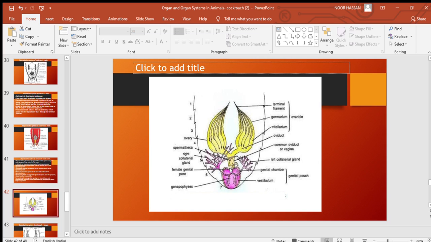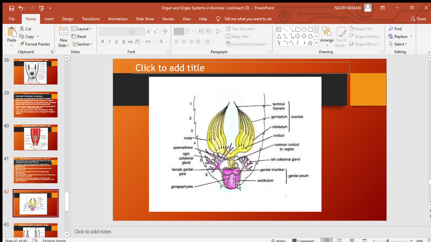Inside the genital pouch or genital chamber we can see some branched structures called collateral glands. These collateral glands help in the formation of the egg case, also called ootheca. This genital pouch is divided into two parts, the upper part and the lower part, which is called the vestibulum. In the vestibulum, the oothecae are formed. Oothecae are actually the egg cases, hard pouch-like structures, and inside them the eggs develop.